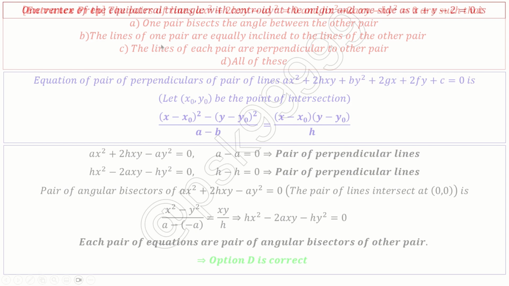Okay. The next question: one vertex of the equilateral triangle with the centroid at the origin and one side as x plus y minus 2 equal to 0 is. Okay, so this is the diagram. ABC is the equilateral triangle and BC is x plus y minus 2 equal to 0. So one of the vertices we have to find. We can find the opposite vertex of BC. So that's why I draw a line from A through 0, which is the centroid, to BC, which intersects at D.